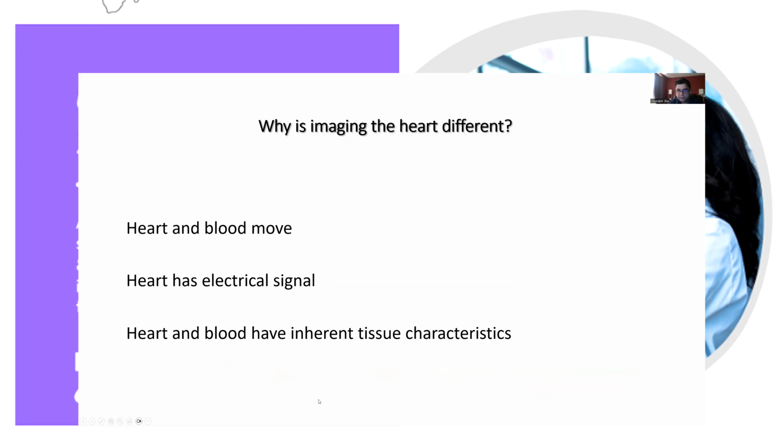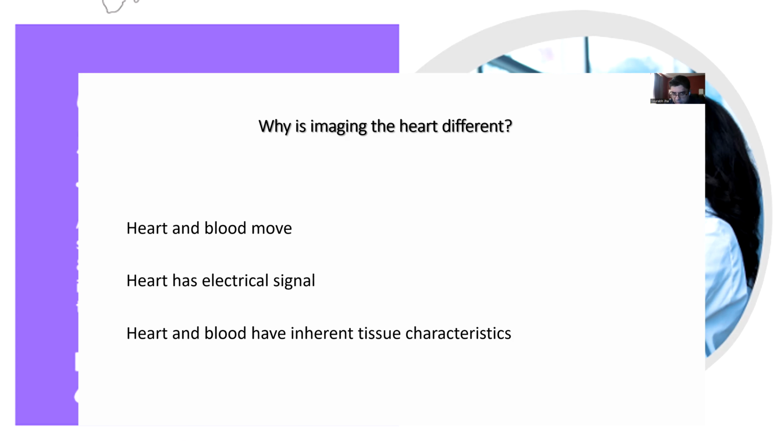So why is the heart different? Three very obvious facts. One is that the heart moves, and with it, the blood in the heart moves too. The second is that the heart has an electrical signal, and there is periodicity to its movement. It's not erratic, at least not when we want to image. And the third is that they have very different tissue characteristics. So the blood and heart are different tissues altogether. And how we exploit those characteristics is the basis of cardiac imaging.